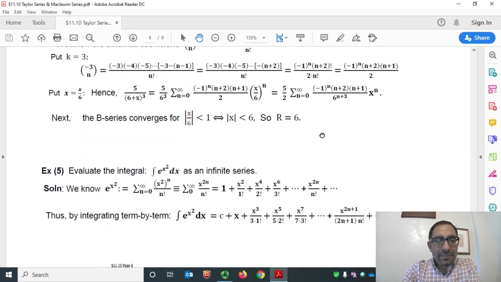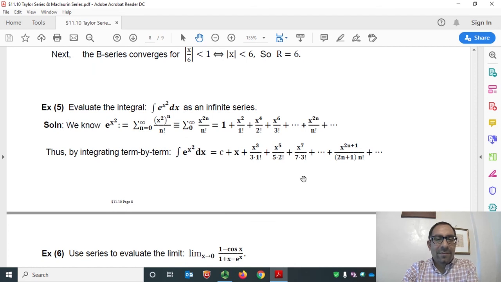Great, let's move on. Example 5, evaluate the integral as an infinite series. If you remember correctly, I mentioned this example at the beginning of chapter 7, and I said not every function is integrable, and this function is not integrable because we cannot find its antiderivative. But here we are integrating as an infinite series using Taylor series. Great. So solutions. We know the Taylor series expansion of e to the x squared turns out to be this one. Right?